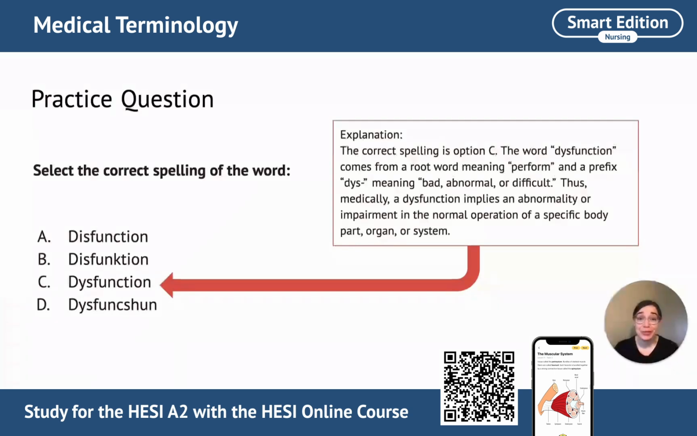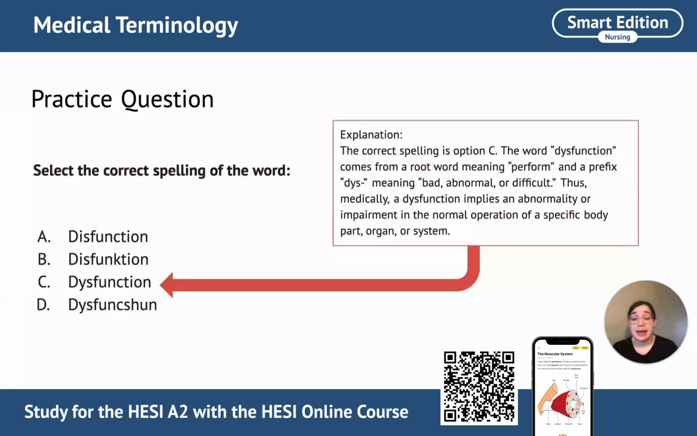So when we break down the word dysfunction, what do we get? Well, the root word function means to perform. And the prefix dis means bad, abnormal, or difficult. So putting those two together in a medical context, a dysfunction would imply an abnormality or impairment in the normal operation or functioning of a specific body part, organ, or system. So something is not working as it should.